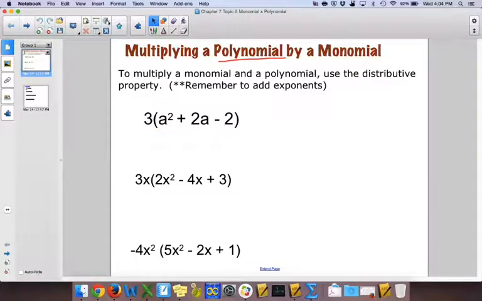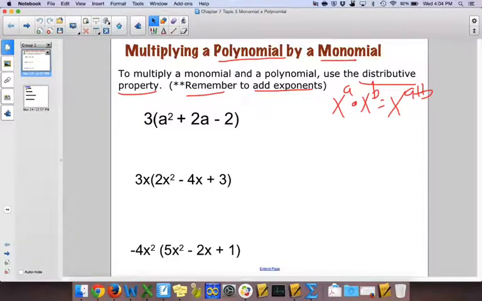A monomial, like the word mono, means 1. So that'd be like the 3 here, or the 3x there. When you multiply a monomial and a polynomial, you're using the distributive property. And there's a little disclaimer here. Remember to add the exponents when appropriate. So remember the rule there, when we multiply like exponents, we add the powers. So we'll keep that in mind as we do these.